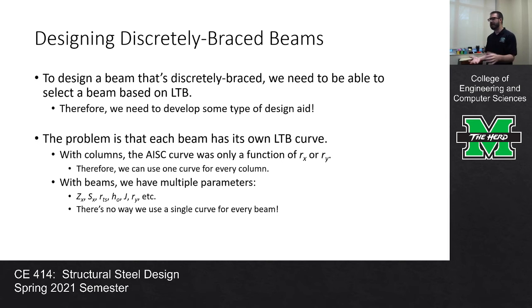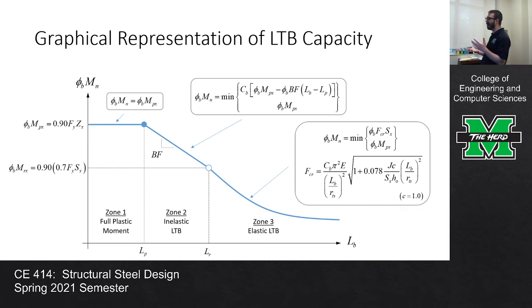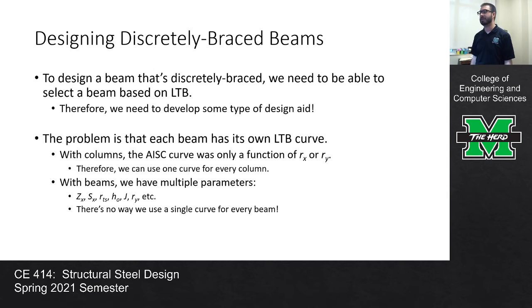The problem with beams is that this curve is kind of complicated. Look at all of the parameters that go into the curve, right? You've got the section modulus, the J value, the RTS, you've got the ZX term that's in there, you've got LP and LR. All of those are unique parameters for each beam. And so there is a unique curve like this for every shape in the manual. Every shape has a unique Ltb curve. So there's no way to use a single curve for every beam.